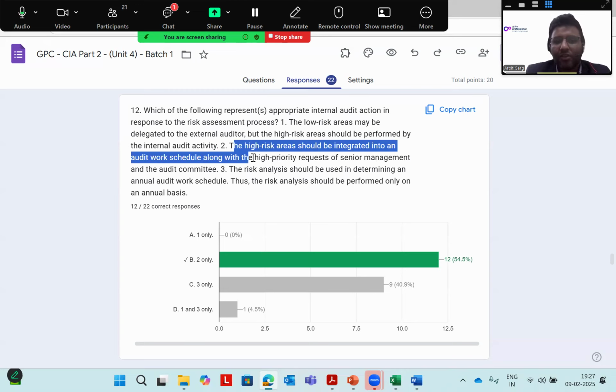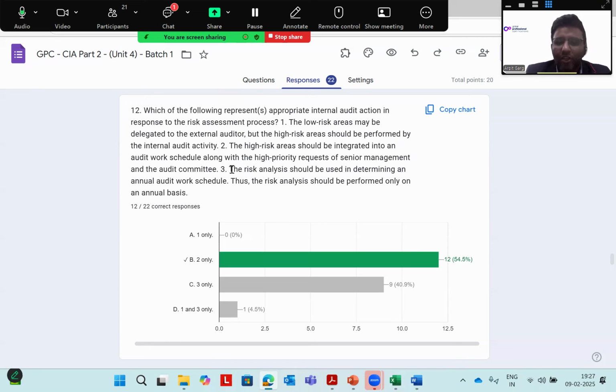The high risk areas should be integrated into an audit work schedule along with the high priority risk requests of senior management and the audit committee. Is it correct? Yes. High risk areas should be integrated into the work schedule. Yes. The risk analysis should be used to determine an annual work schedule. Thus, risk analysis should be performed only on annual basis.